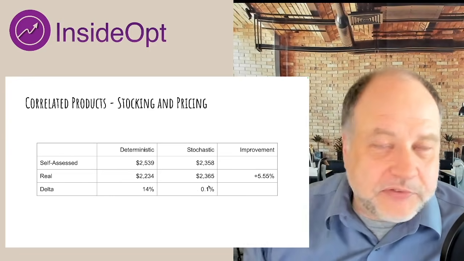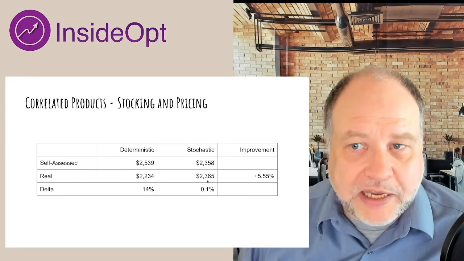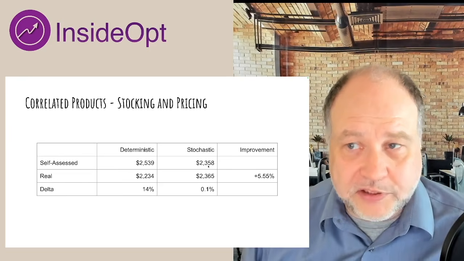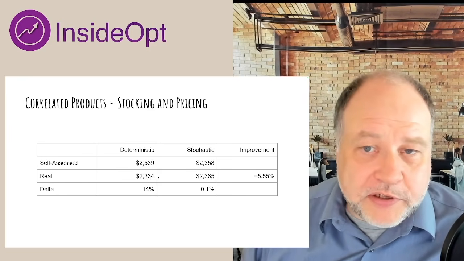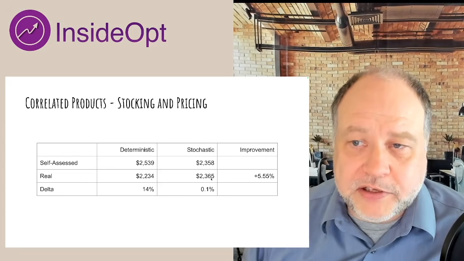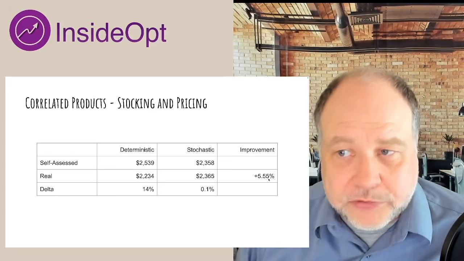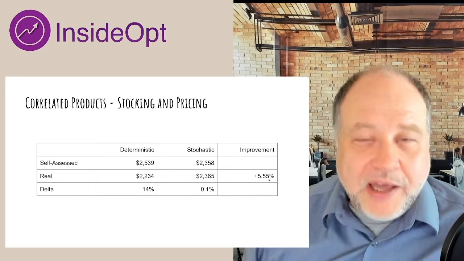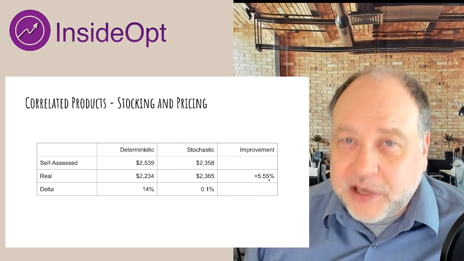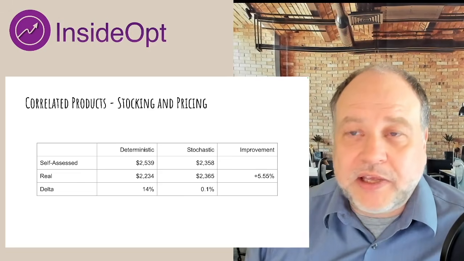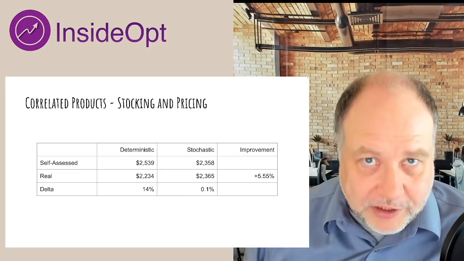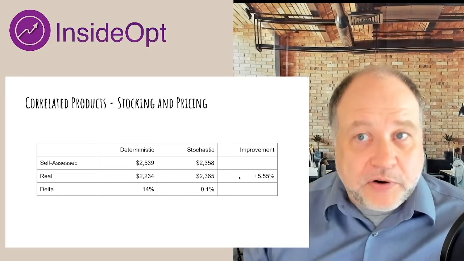As less than 0.1% off of what it actually is, using 500 scenarios. The improvement here from 2,234 to 2,365 doesn't sound earth-shattering. It's 5.5%. Then again, in retail, 5% more profit, and this is pure profit, is an incredible amount of money. So again, very significant savings.